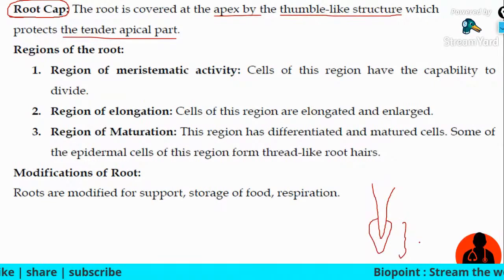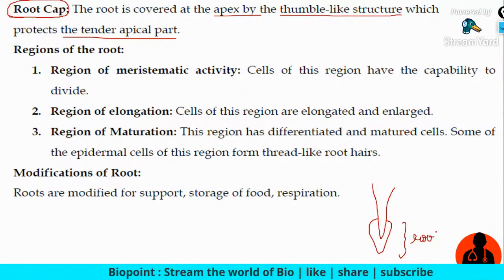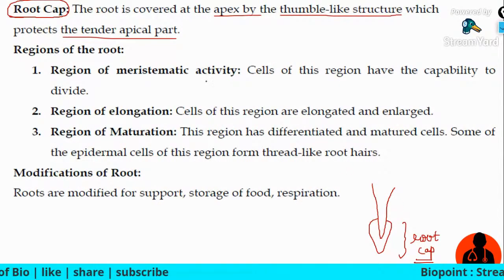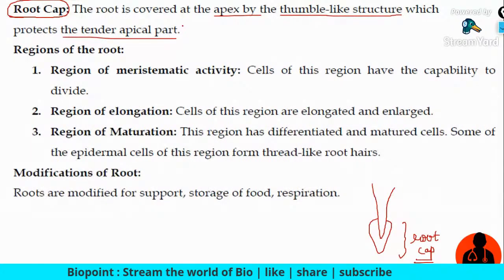Okay. This structure is actually the root cap. It protects the root. Root cap is a structure that protects the root. Is that clear? So a root is covered at the apex by a thimble-like structure known as the root cap, which protects the apical part of the root.